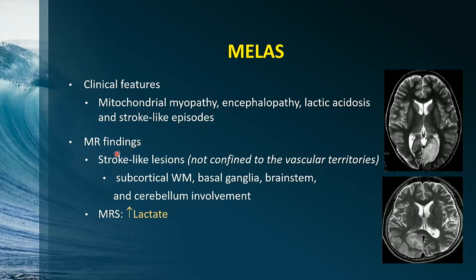Typical MR features are asymmetric involvement and acute lesion on chronic background. So here are two cases of MELAS syndrome, which show a chronic lesion in the right side and an acute lesion in the left occipital areas. Another case is an acute lesion in the right side and a chronic lesion in the left side. In that case, MR spectroscopy typically shows an increased lactate peak at 1.3 ppm.